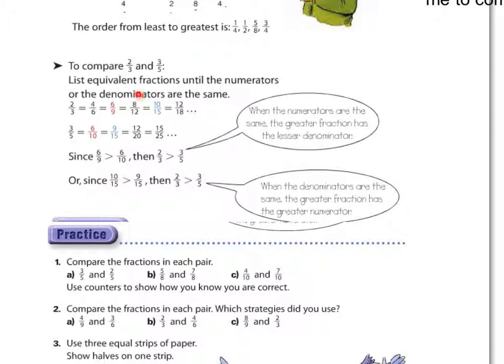And then I can look at 8/12, or multiplying by 4. 2 times 4 is 8. 3 times 4 is 12. 2 times 5 is 10. 3 times 5 is 15. 2 times 6 is 12. 3 times 6 is 18, and so on.